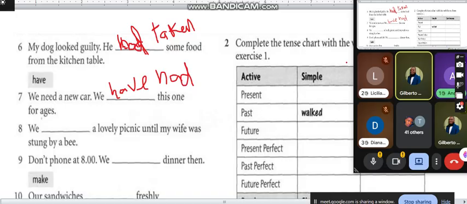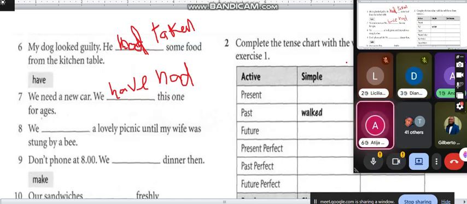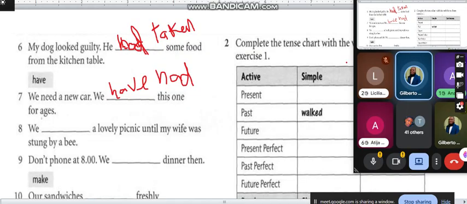Good afternoon, lecturer. Good afternoon and welcome. Thank you. Here, I think the answer should be we were having a lovely picnic until my wife was stung by a bee. It should be past continuous. Okay, should be past continuous tense. Okay, do you have any justification for that, Atisha? Yes, because the picnic was in progress. Another event happened.